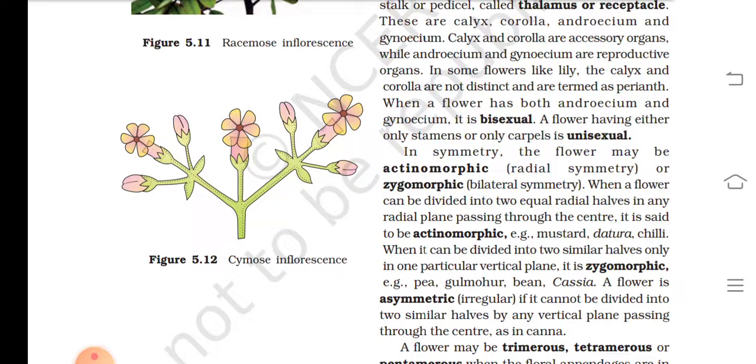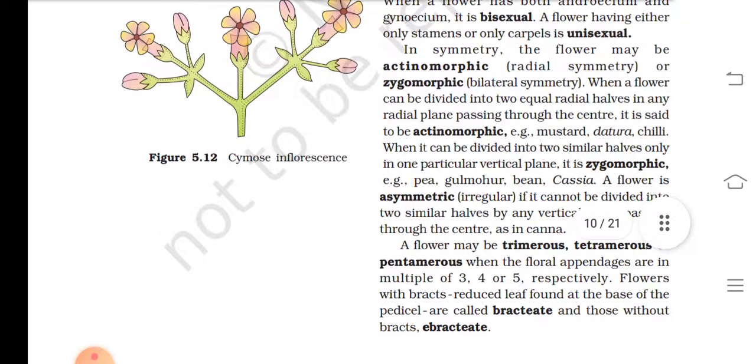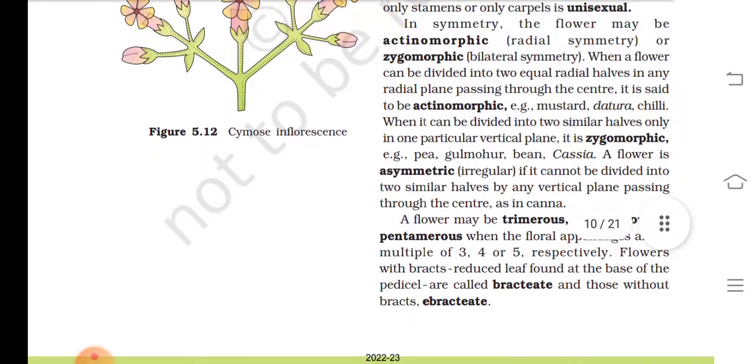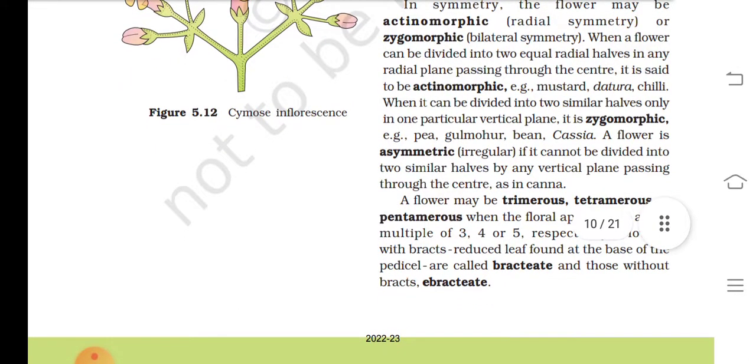In some flowers, like lily, the calyx and corolla are not distinct and are termed as perianth. When a flower has both androecium and gynoecium, it is bisexual. A flower having either only stamens or only carpels is unisexual. In symmetry, the flower may be actinomorphic, that is radial symmetry, or zygomorphic, that is bilateral symmetry.